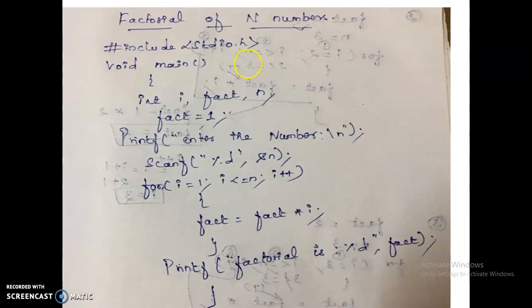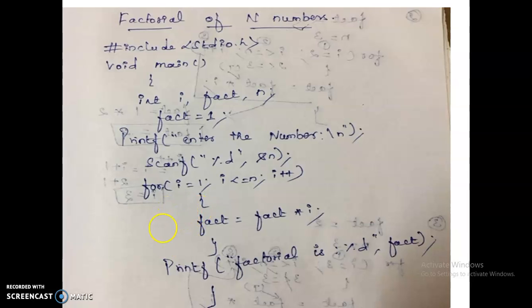The scanf function is used to read the number of values to be multiplied, that is the factorial of n numbers. In this example I am going to give 3 as the input, so 1 into 2 into 3, 6 will be the output of the program. So this is the for loop: i is equal to 1, i less than or equal to n, where I am going to give the input 3. Inside the body of the loop, fact equal to fact into i.